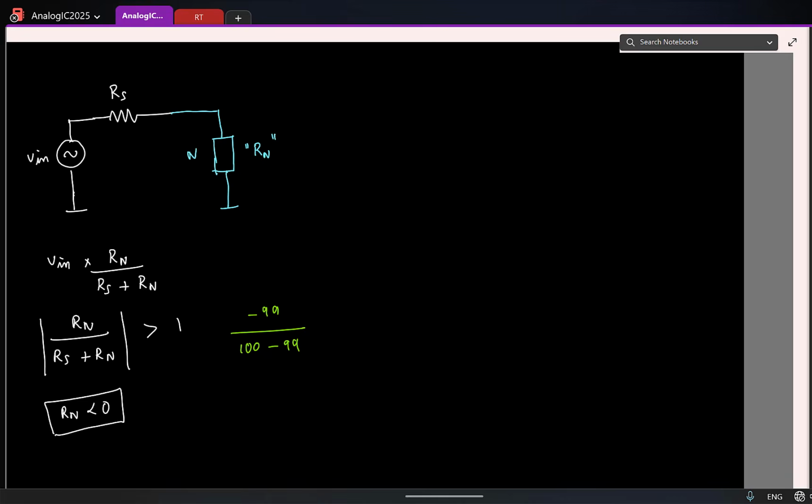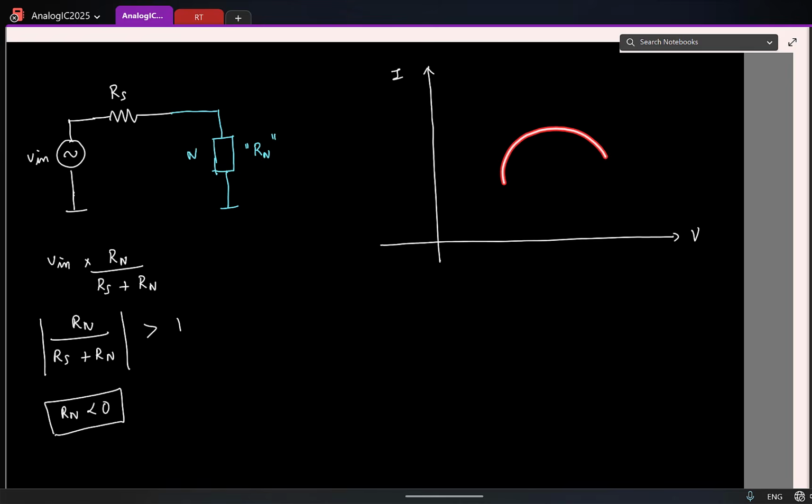Let me erase this. See, I know that I need to have some kind of negative resistance. And I know IV characteristics can lie in which quadrants? First and third. Right? So, let me just write it here. My characteristic should lie in the first quadrant, let's say. And I should have a negative resistance, which means the IV characteristic slope should be negative. So I can have something like this.